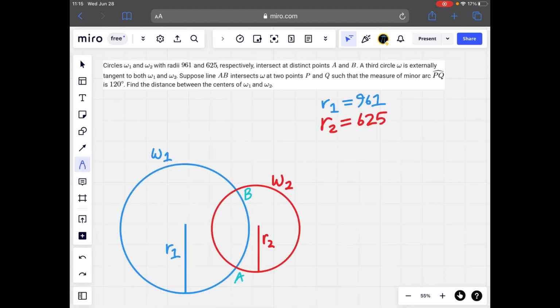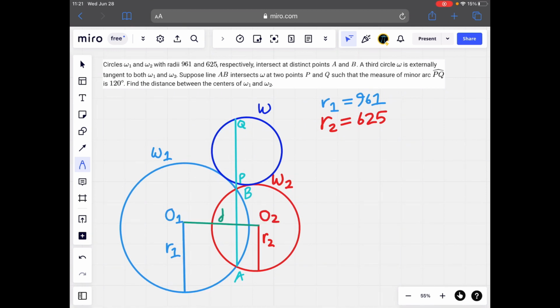We have circles W1 and W2 with radii 961 and 625 respectively, which I'll call R1 and R2. The circles intersect at points A and B. We now have circle W, which intersects line AB at points P and Q, and this minor arc PQ is equal to 120 degrees. We want to find the distance D between the centers of W1 and W2, which are O1 and O2 respectively. Suppose the center of W is denoted as O, and its radius is denoted as an unknown variable R.